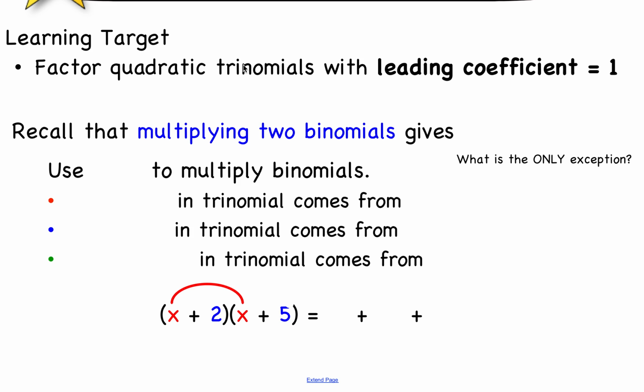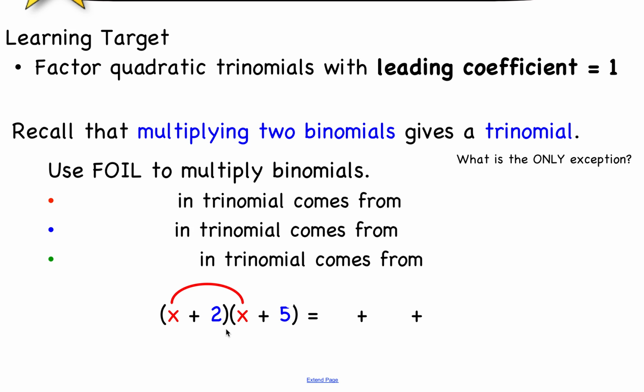be 1. So we've talked about using FOIL, and remember that when we multiply two binomials together, we end up with a trinomial. There's one exception to that. So if you think about that, maybe you could bring that answer to class. See if you can come up with the answer to that question. We're going to be using FOIL to multiply our binomials.